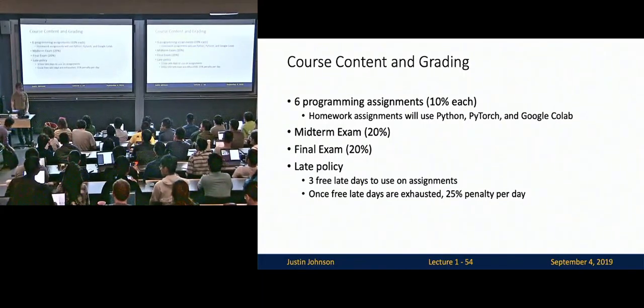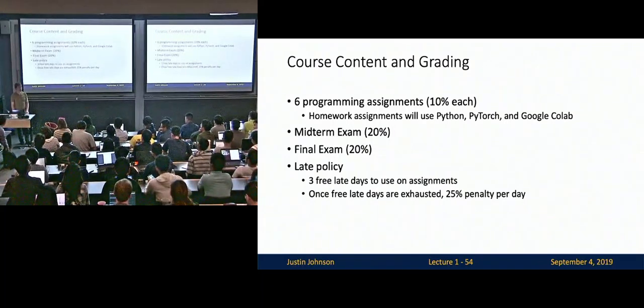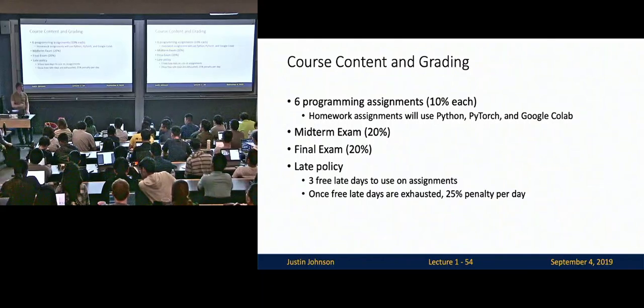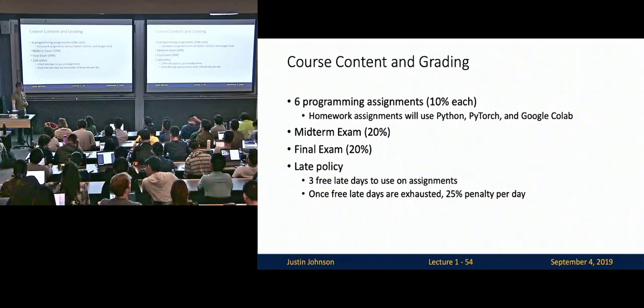So we have a late policy. So don't turn it in late. But more seriously, you all get 3 free late days to use on your homework assignments. You don't have to tell us beforehand. Just turn it in late and we'll deduct them automatically. Once you've exhausted your late days, then we'll take 25% per day. I think something like that's pretty standard. Are there any questions about content, policies, late days, anything like that?